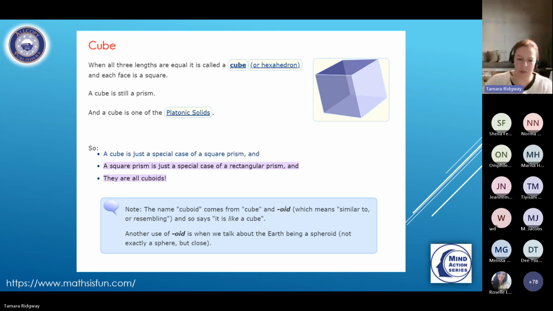A square prism. So boring. A square prism is just a special case of a rectangular prism, but at the end of the day, they're all cuboids. And that's where they all come from. I'm not even going to go into that.